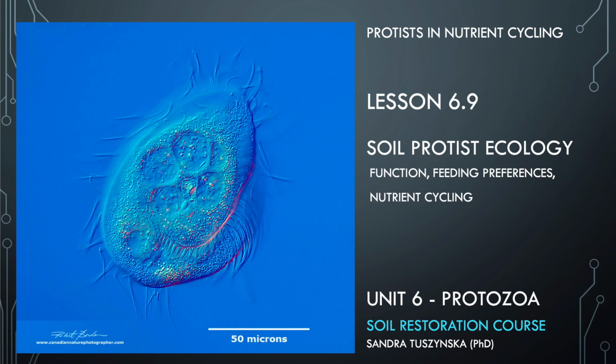Welcome to lesson 6.9. This lesson is about soil protist ecology. So we'll look at how protozoa or soil protists function in the soil ecosystem. We'll look at their feeding preferences and their vital role in nutrient cycling, how the function of soil protists by feeding on various organisms such as fungi and bacteria really influences nutrient cycling, and the impact that has on the plant and the entire soil as well as above ground ecosystems.